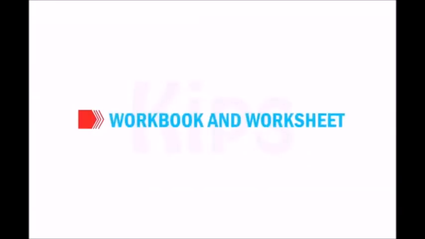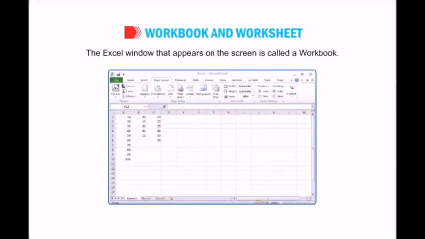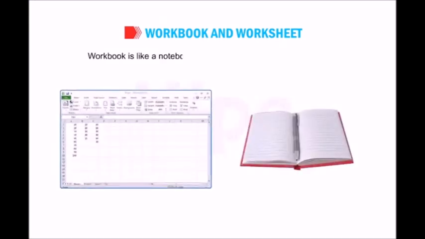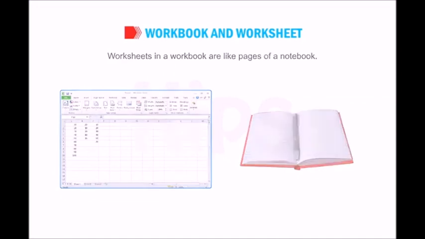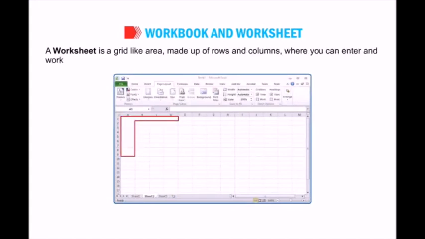Now let's move towards Workbook and Worksheet. The Excel window that appears on the screen is called a workbook. It is assigned a default name as Book 1. Workbook is like a notebook which consists of numbers of pages. Worksheets in a workbook are like pages of a notebook. A worksheet is a grid-like area made up of rows and columns where you can enter and work with data.